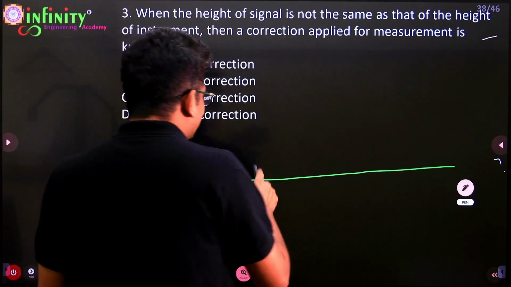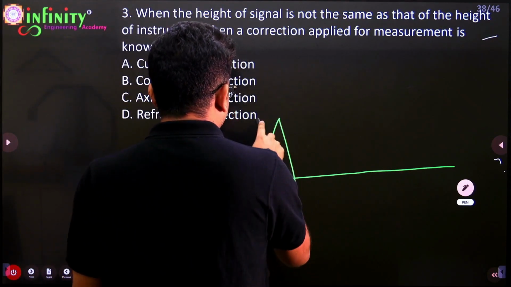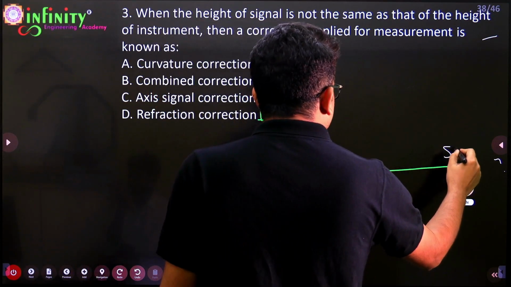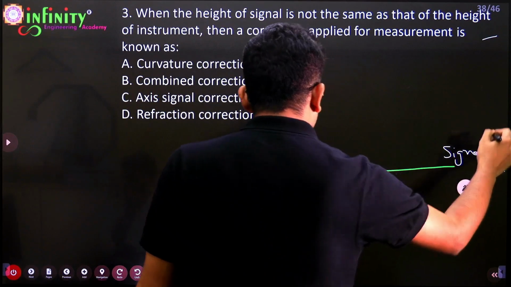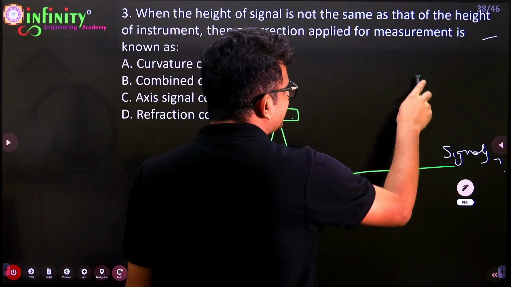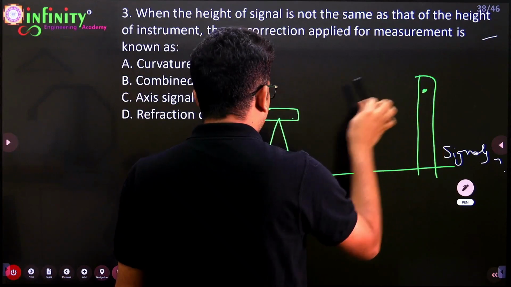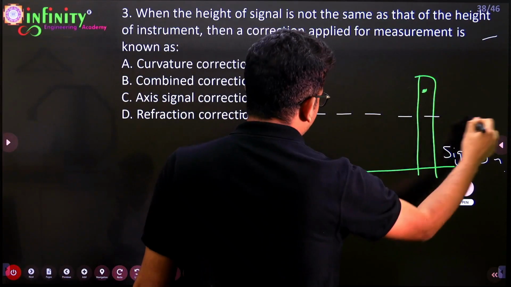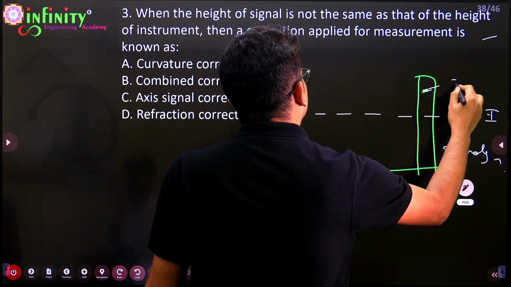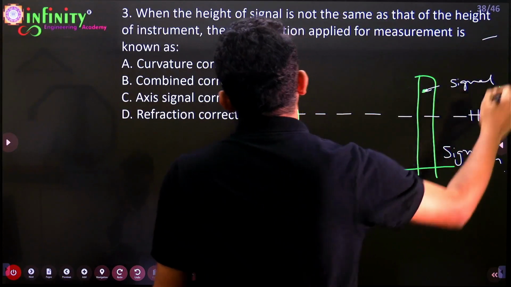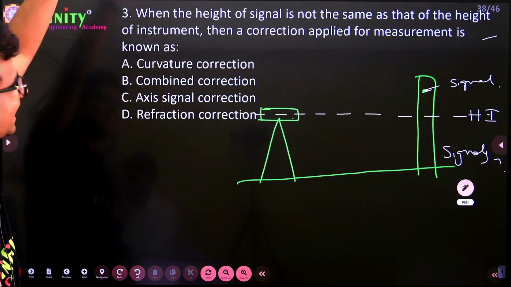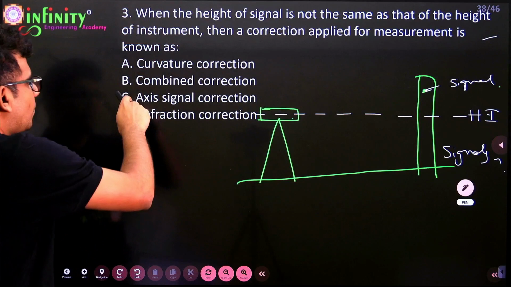So when this is our terrain, sometimes we use the signals to take the readings. Suppose the signal is taking the reading at this point, and this is your height of instrument. Now in this case you have to apply a correction, and whatever correction we apply in this case, that is called as what?